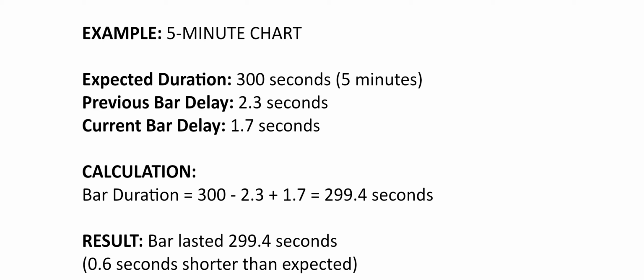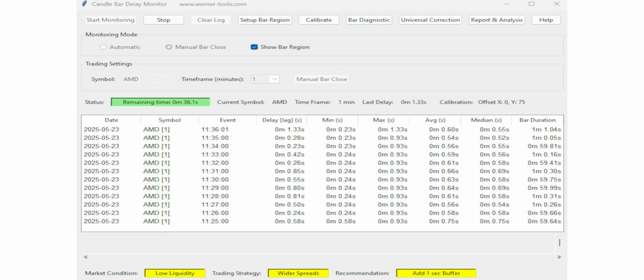Shorter durations often signal rushed closures. Wait for better entries. Longer durations indicate congestion. Prepare for potential volatility. Use bar duration patterns to adjust stop distances based on volatility. Time entries more precisely. Compare broker performance. Identify optimal trading windows.